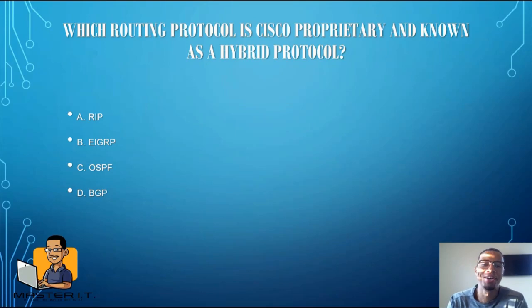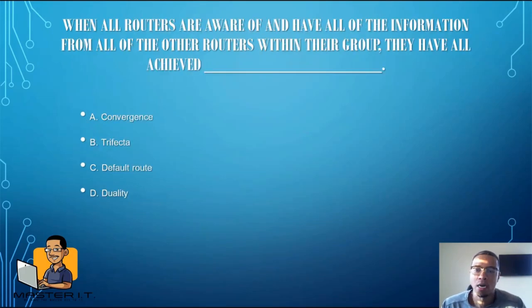Which routing protocol is Cisco proprietary and known as a hybrid protocol? Easy, EIGRP. We just talked about that. When all routers are aware of and have all of the information from the other routers within the group, they all have achieved what? Perfect. Convergence. That is called convergence. When all the other routers understand what's going on with all the other routers, it's called convergence.